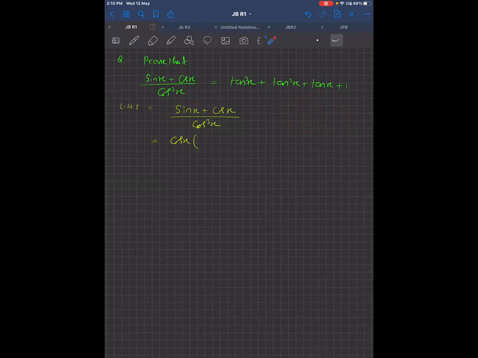If we take common cos, then here sin x by cos x, and plus cos x by cos x is 1. And in the denominator, what we have is cos cube x.